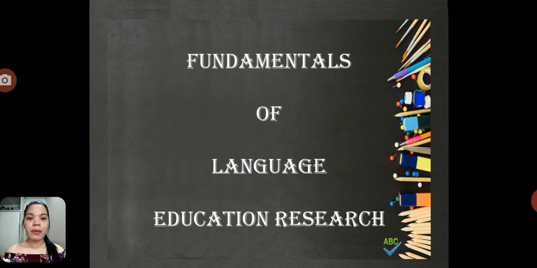Our topic is composed of three subtopics, which are the aspects of language education, the concepts in language education, and the stages in language education, which will be reported by the assigned group member.